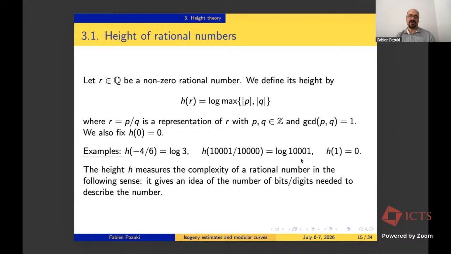Maybe we learned something out of that. So let me take 10,001 and 10,000 as two integers. I take the quotient. This is a rational number, and I want to compute its height. So now these two numbers, they are co-prime. You just take addition by 1. So they're co-prime. Then you take the max of the two, you just follow the definition. And then this is log of 10,001.